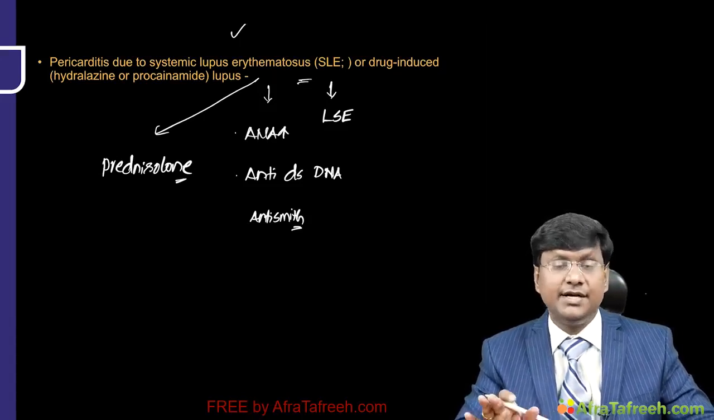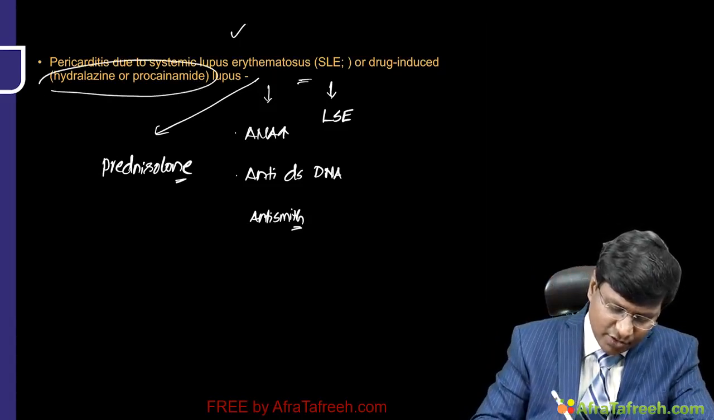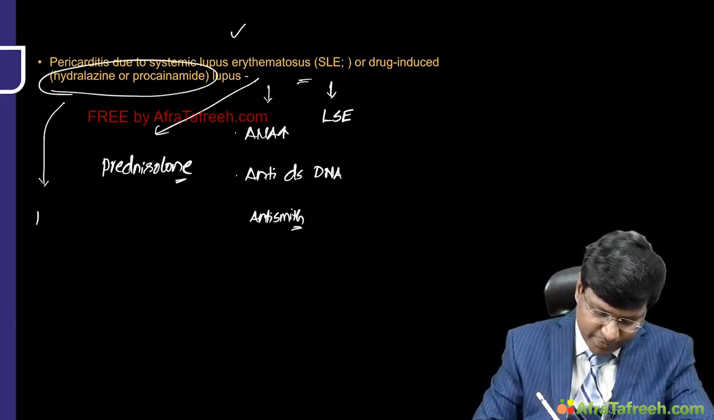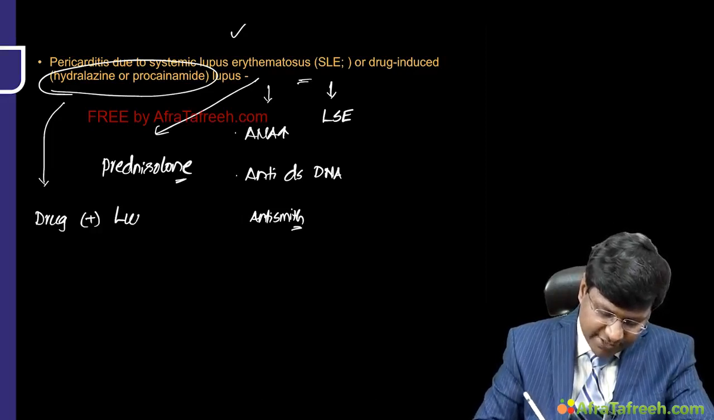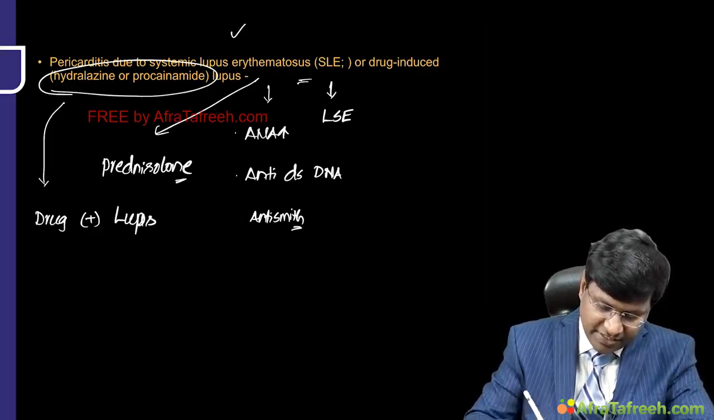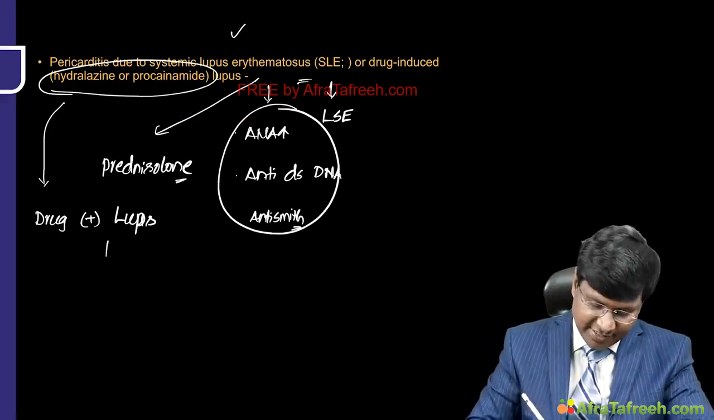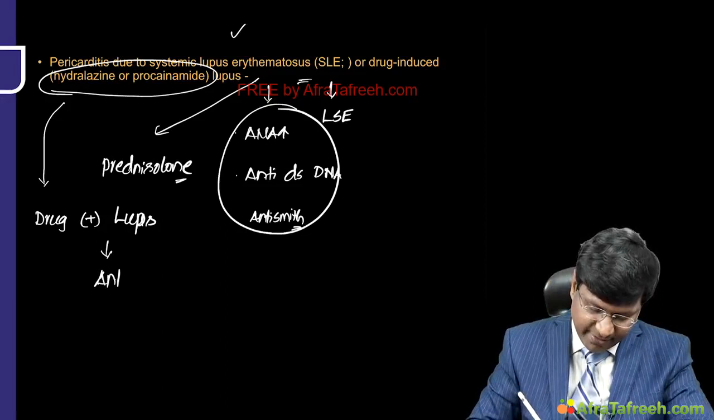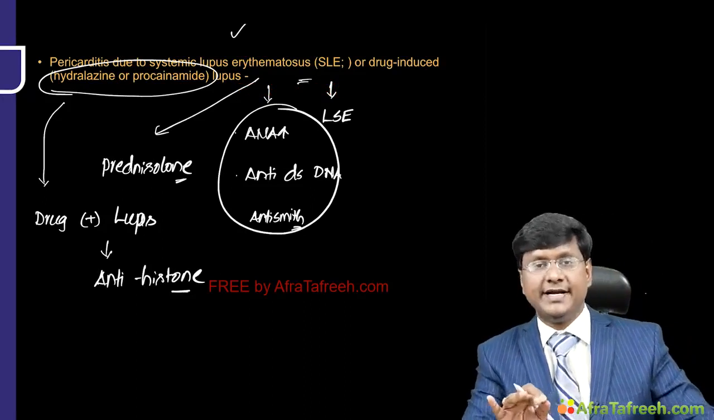Okay, and drug-induced, just now we were discussing the drugs like hydralazine, procainamide, and isoniazid. These are the drugs that cause pericarditis, and not only that, these particular drugs will also cause drug-induced lupus as well. Now, in drug-induced lupus, the antibodies are not the same, like your anti-dsDNA and anti-Smith. The antibodies in drug-induced lupus will be the anti-histone antibodies.